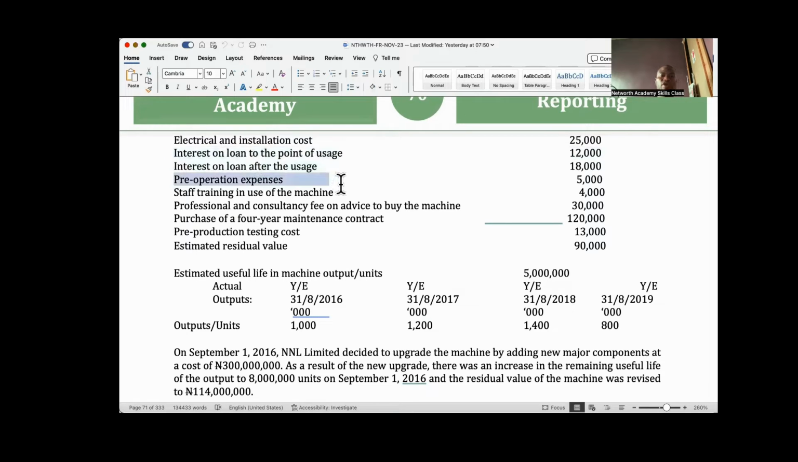Okay, next one, pre-operational expenses. Are we capitalizing this? No. That's correct. We expense it. How about staff training?